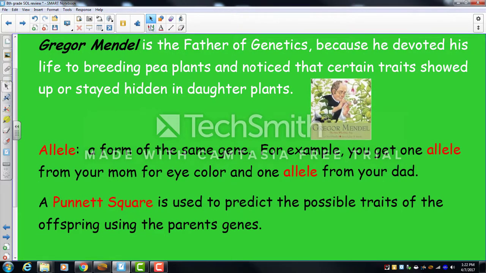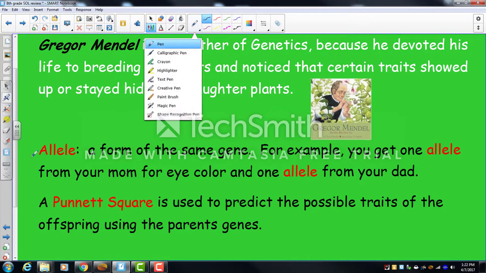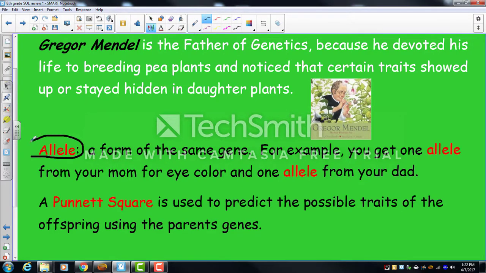Now, a key word here that I feel like kids always forget is the word allele. Circle that, highlight it.